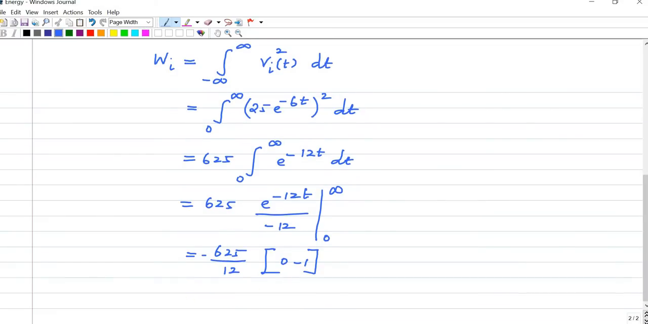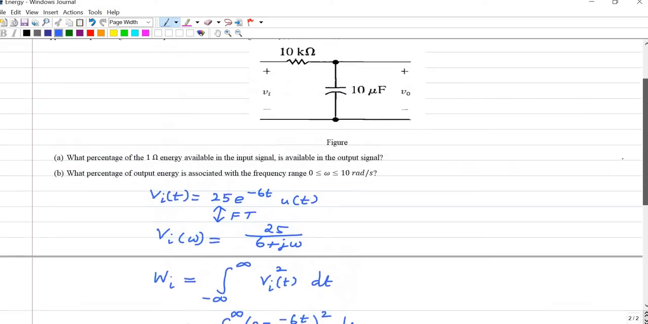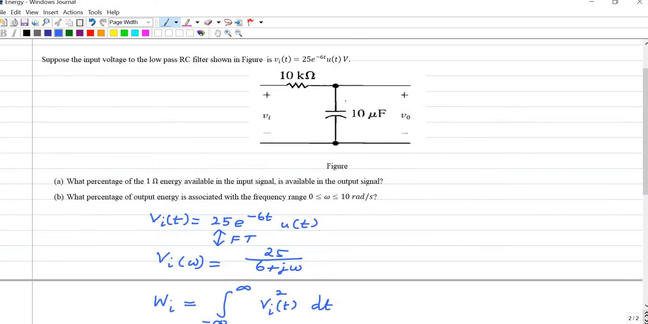So what is the simplified answer? 52.08 joules. Now this signal is applied as the input for this circuit. We'll try to analyze this circuit.